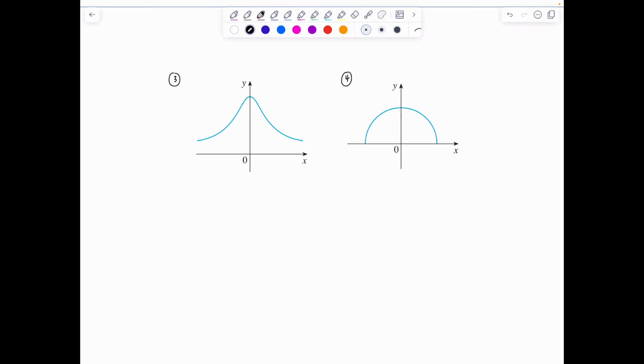All right, number 3. Again, start off the same way. Is there anywhere that we can draw a horizontal tangent line? Yeah, I think right here, again, at the origin, the tangent line would be horizontal, right? Okay, so we've got an x-intercept right there. Now let's see what's going on.